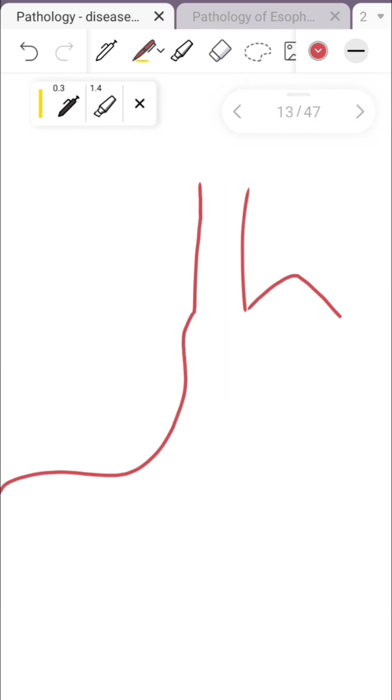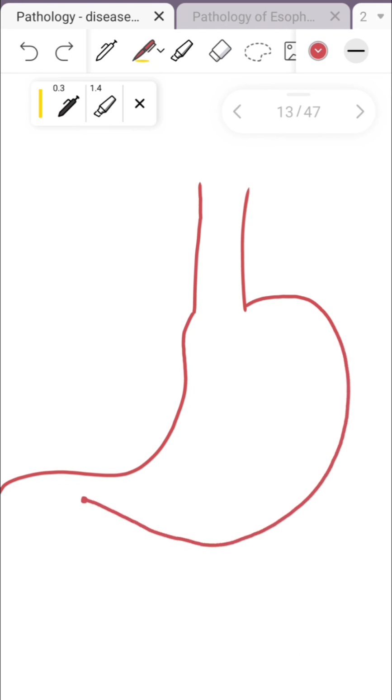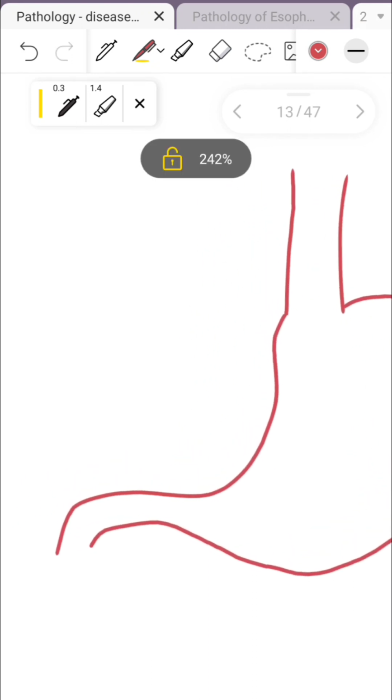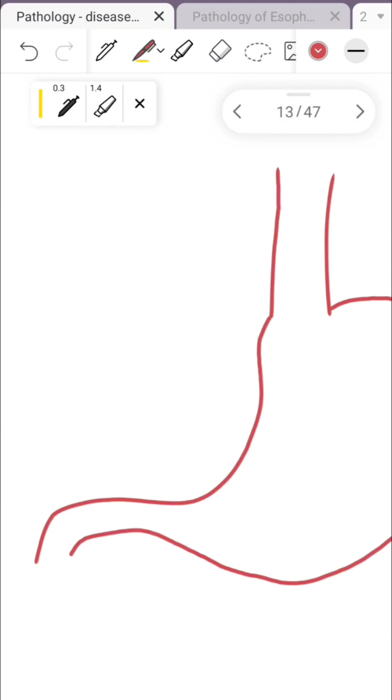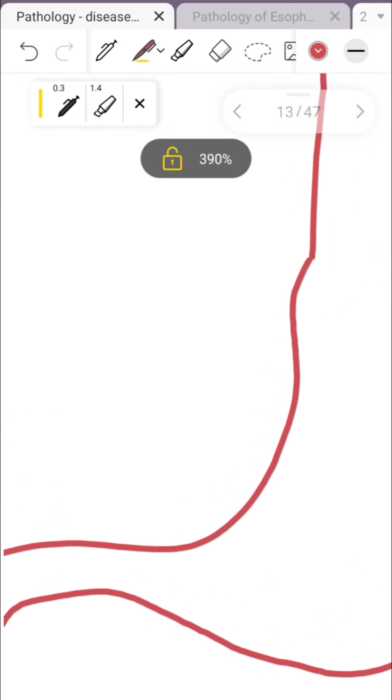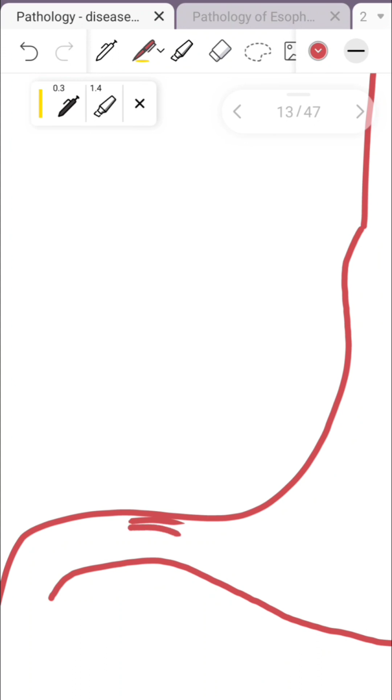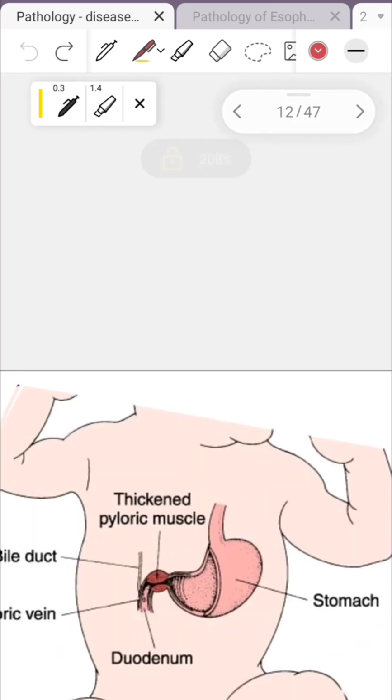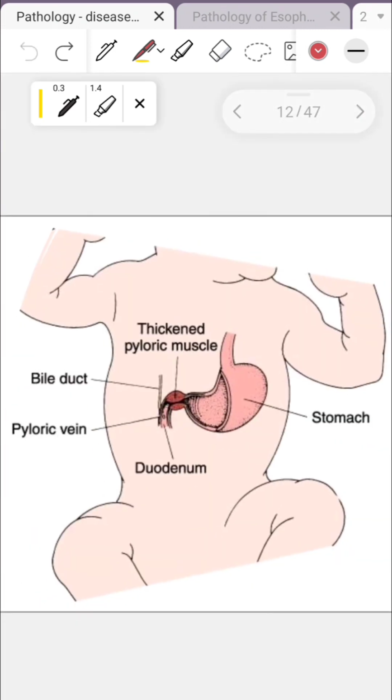Projectile vomiting. Is this vomiting bilious or non-bilious? Non-bilious. Why? Because bile secretion is distal to the obstruction. The vomitus is non-bilious, not containing bile, because bile secretion is in the duodenum, distal to the obstruction. So severe projectile vomiting after feeding.